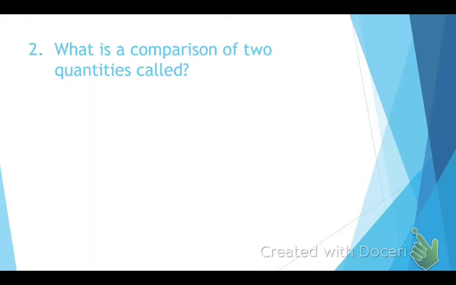So on your quiz, I didn't put any vocab words, but on your test tomorrow, there will be a section with vocab words. This one is asking you, what is a comparison of two quantities called? I think we only had 4 people out of our whole class that got this right. A comparison of two quantities is called a ratio.